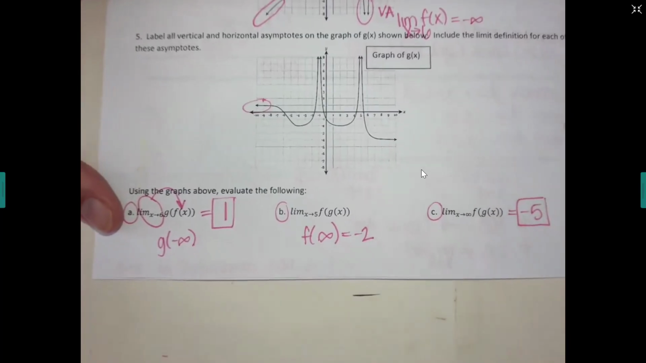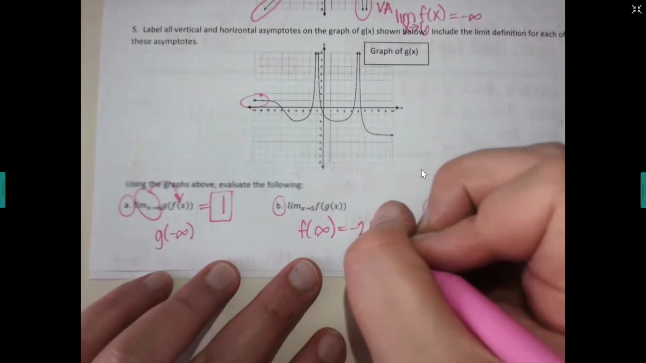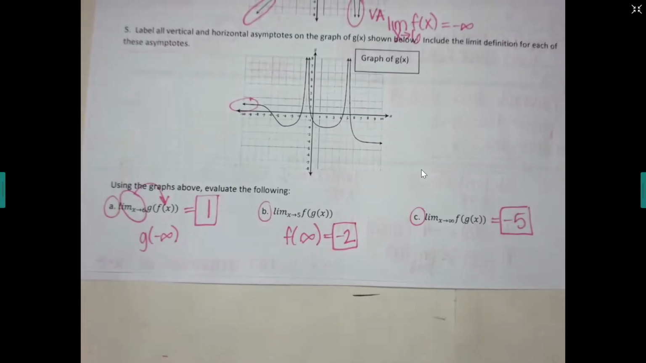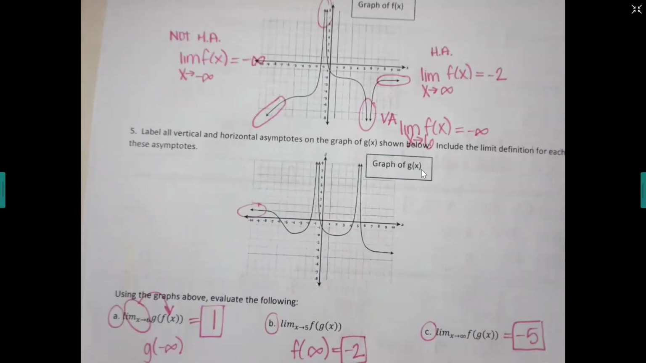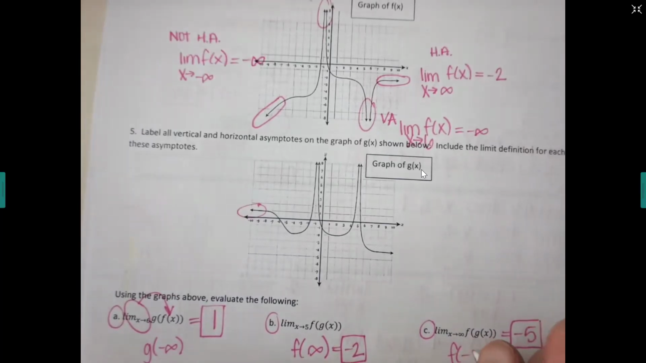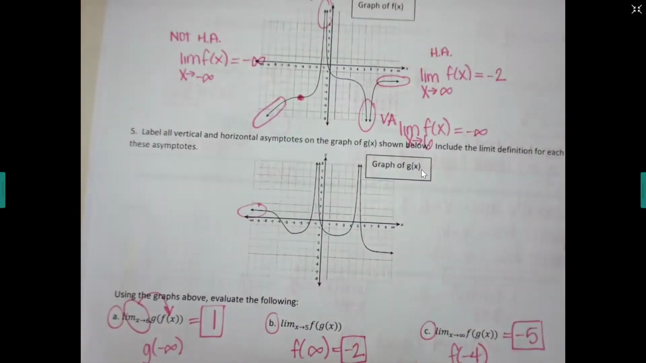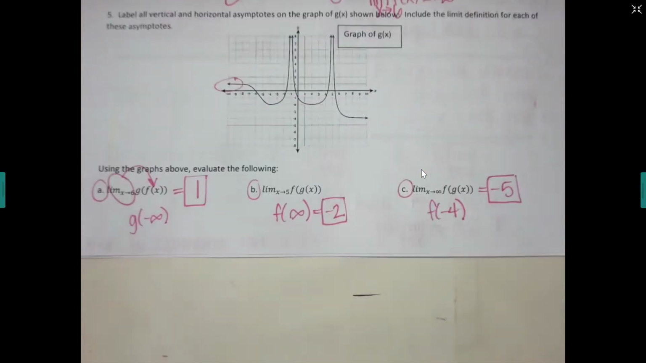Okay, before we go on to the next section, for that one you should have gotten -5. So your infinity on G takes you to -4. But then -4 on the F graph, you're down 5 boxes from the origin, right there. Questions on that? Okay. Go ahead and turn the page.